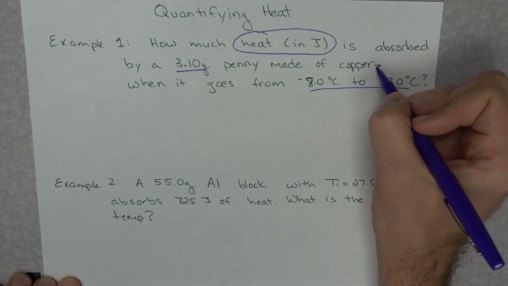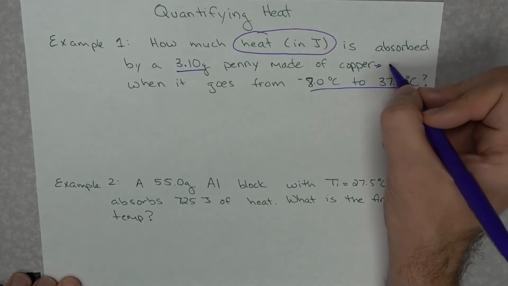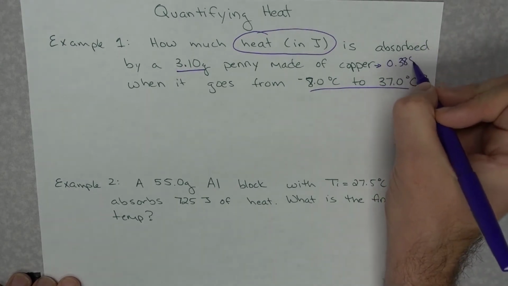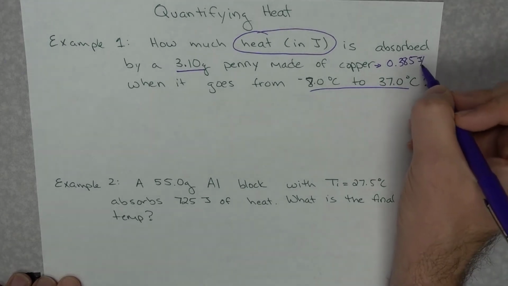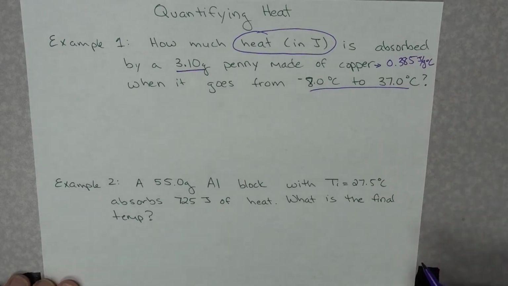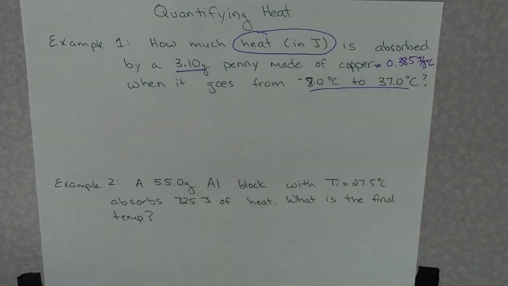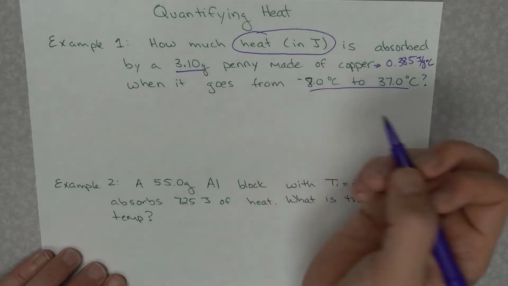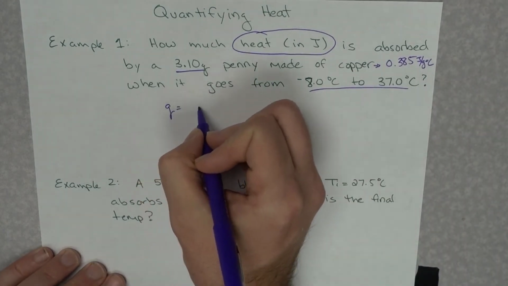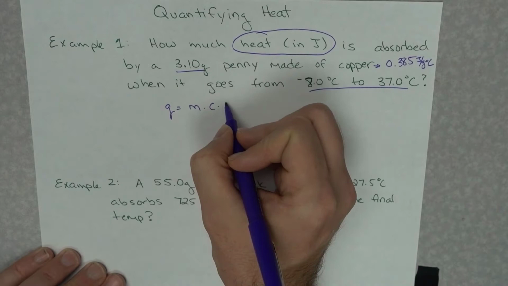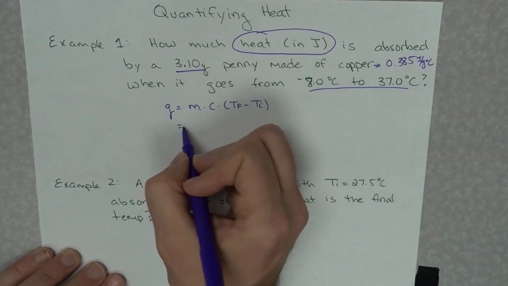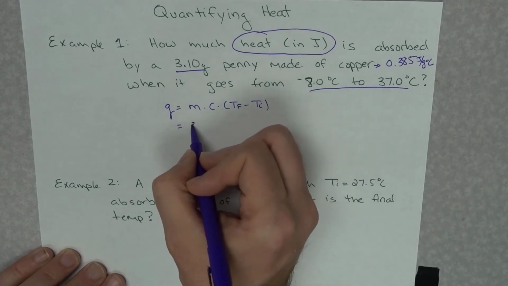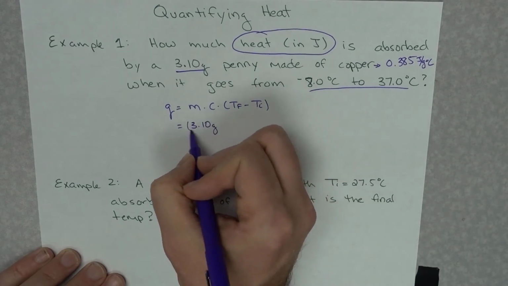So we should be able to look up the specific heat of copper, and we can. It's 0.385. There's a table in your book, or a lot of times books will just end up giving you this as part of the problem. So don't worry if you don't know that number. If you know the substance, you can always look it up. So how much heat in joules? So this is our equation, M times C times T final minus T initial. So we're just plugging in the things that we know here. 3.10 grams.